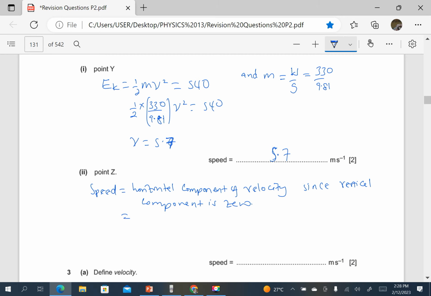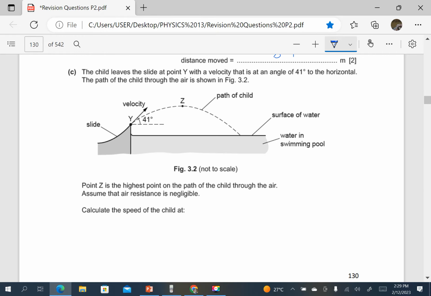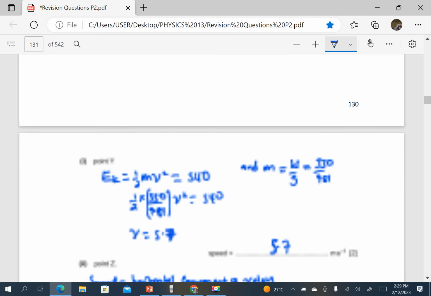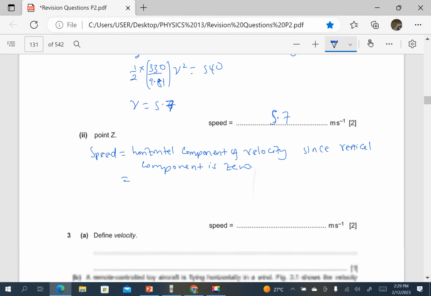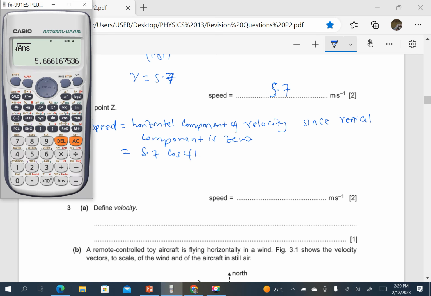So this is going to be the horizontal. Remember, the horizontal component does not change. There is no acceleration in the horizontal. So I look for the horizontal component. I will resolve the speed at Y, which we have got as 5.7, in the horizontal: 5.7 cos of 41, which is 4.3.